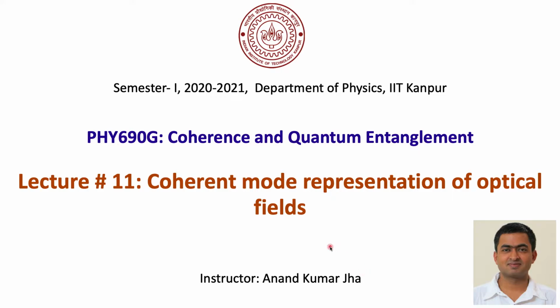Coherent mode representation is quite important when it comes to studying the propagation of optical fields, the propagation of partially coherent fields, which is what these optical fields are in general. So, coherent mode representation of a partially coherent field is basically representing a partially coherent field as a sum of fully coherent fields or fully coherent modes.